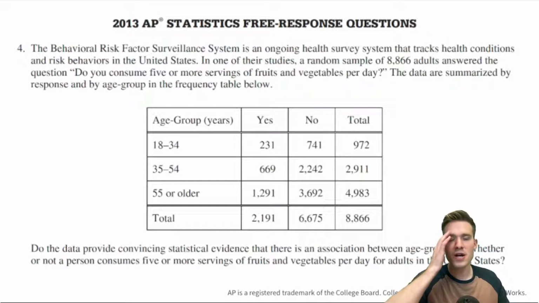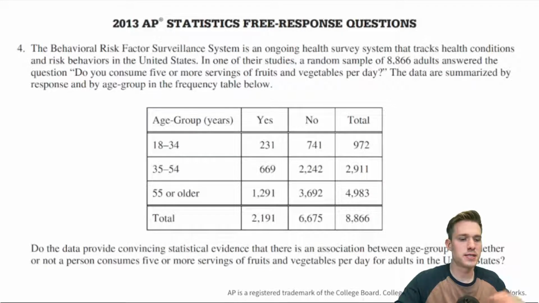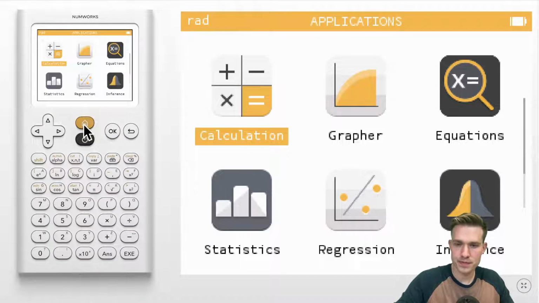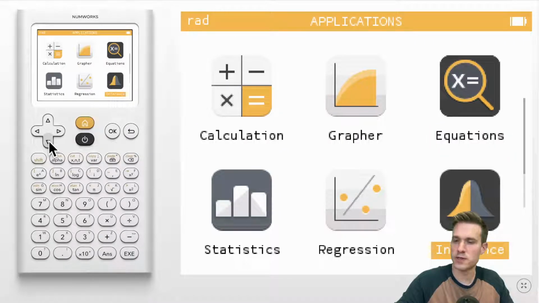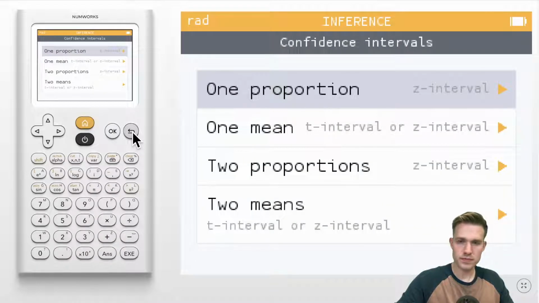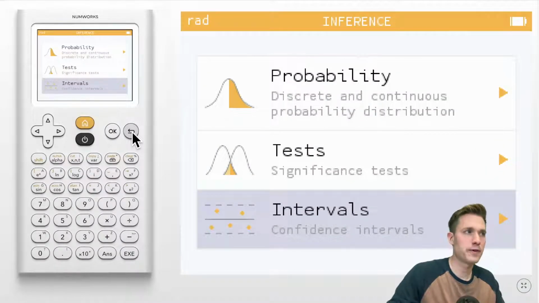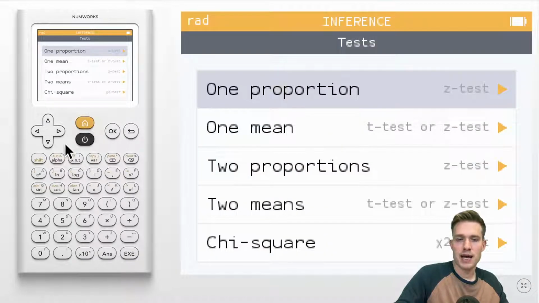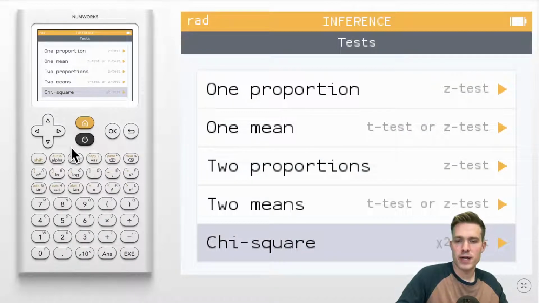All right, so here we are looking back at a test. So let's switch back to our calculator. I'm going to click the Home button, and head back into Inference, our new application, and back out to our Inference main menu. Again, if you're just joining us, we're taking a look at the Inference application, and a chi-squared test. So I'm going to navigate up to Tests, and we see here at the very bottom, we do have our chi-squared test.